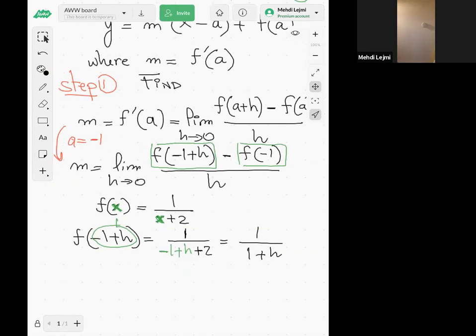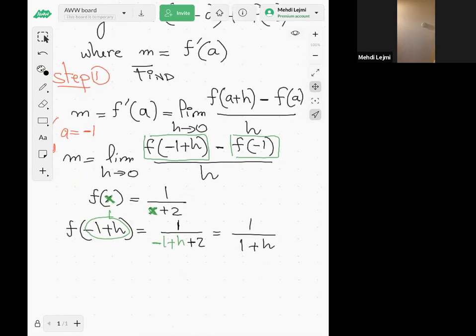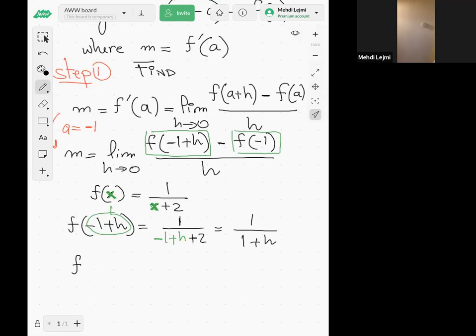Please guys, feel free to interrupt me and ask questions if you have any, all right? Now, that's for f of negative 1 plus h. We need f of negative 1. So the second thing here, we need f of negative 1. We are done with the first one. Now we have to plug negative 1 into the function f. So it's 1 over negative 1 plus 2, so that would be 1 over 1, and that would be positive 1, right?